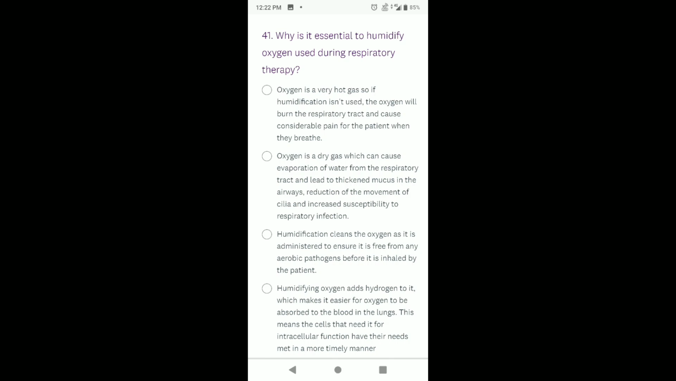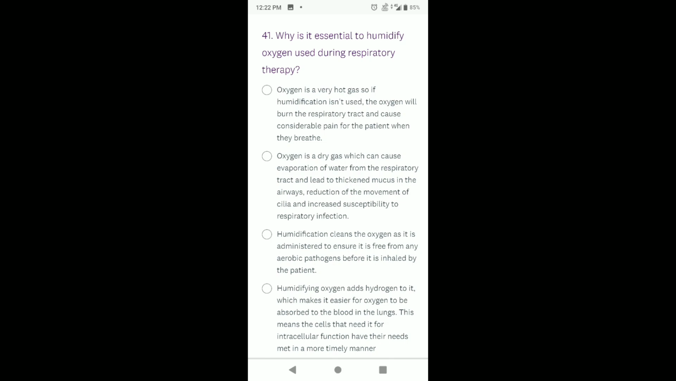I will explain it very briefly. The question was, why is it essential to humidify oxygen during a respiratory therapy? And the simple reason is that oxygen is a dry gas. So it can cause evaporation of water from the respiratory tract, and it can also lead to thickened mucus in the airways. So you can be more prone to respiratory infections. So that is the reason, and option B is the right answer.